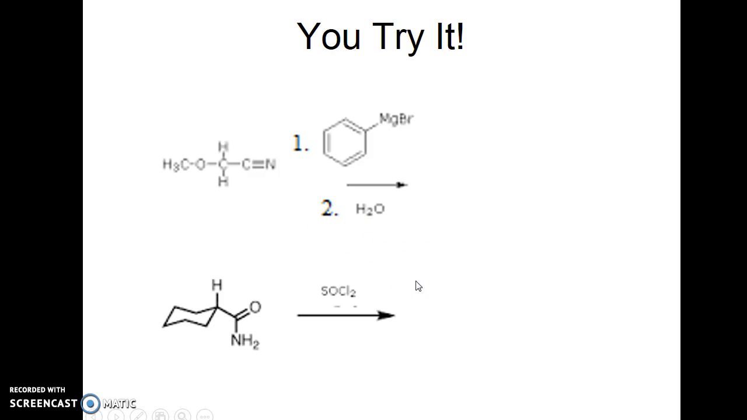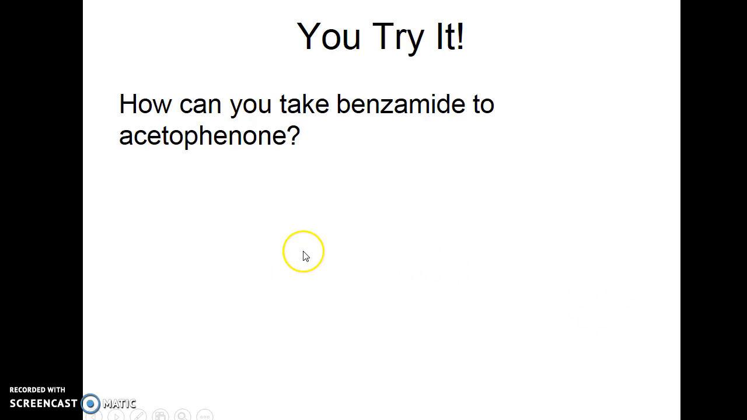What are the outcomes of these two reactions? Well, here we have a nitrile and an ether. This basically was made from a cyanohydrin of formaldehyde, and then the alcohol portion turned to an ether. What are we doing? We're reacting this with a Grignard reagent. That's going to form the ketone. Here we're treating an amide with thionyl chloride. What's going to happen? Dehydration. How can you take benzamide to acetophenone?